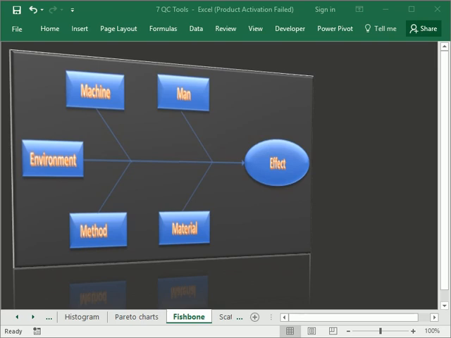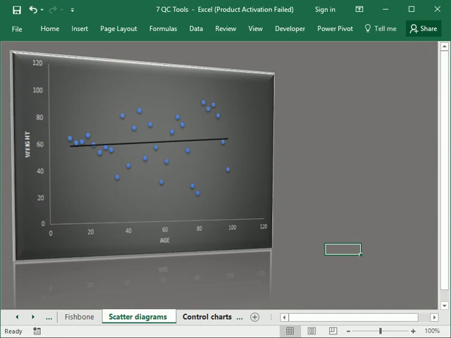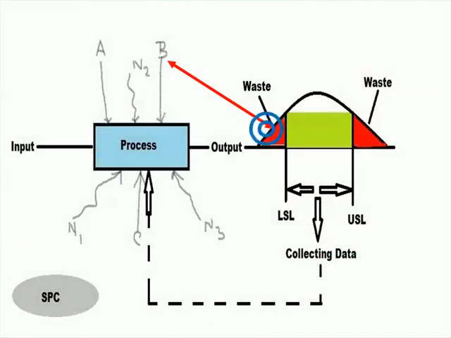Next tool is scatter diagram. A scatter plot is a type of plot or mathematical diagram to display values for two variables of the dataset. We can use it to plot one variable as fixed and the other being variable, or both being variable. This tool was used to find the individual relationship between process waste and impacting factors during SPC.